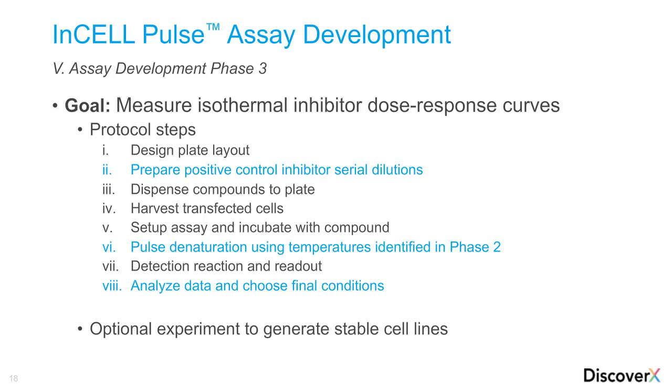You dispense your compounds to the plate, harvest and transfect your cells, set up the assay, and incubate with the compound. And then the main step is performing the isothermal denaturation experiments using those different temperatures identified prior. You're going to look at these dose response curves as a function of temperature to determine the final conditions. So this would be, okay, let me look at the IC50s at this point, as well as the good assay windows. Do your detection reaction, your readout, and analyze the data and choose your final conditions.